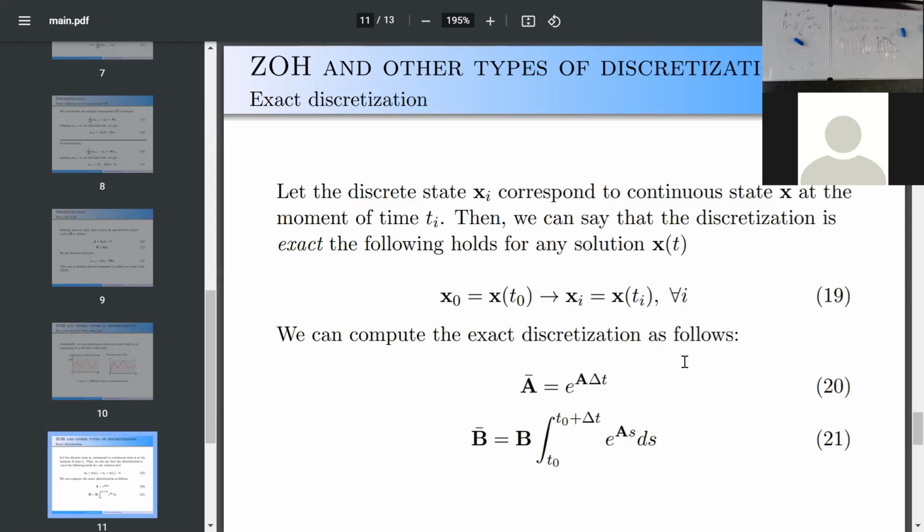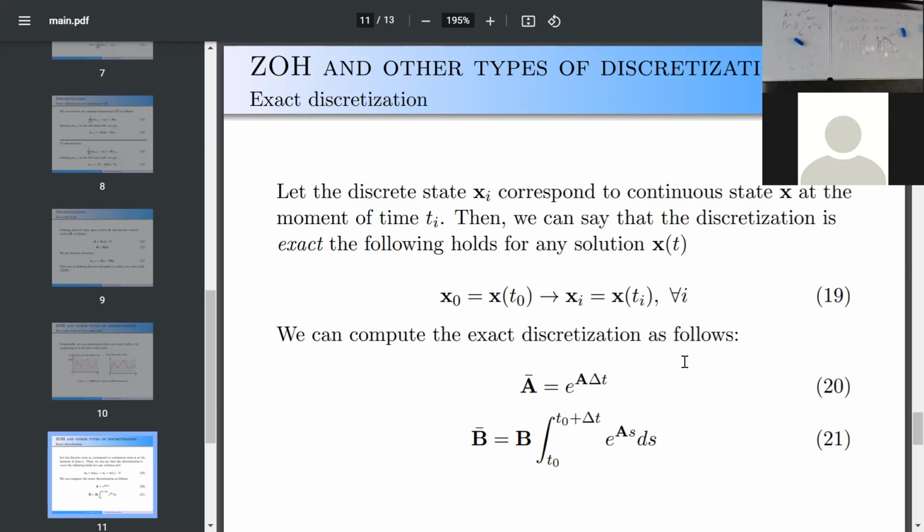Yes? Your input function is also discrete. You can see it is U sub i. So, yeah, discrete. More questions? Yes.